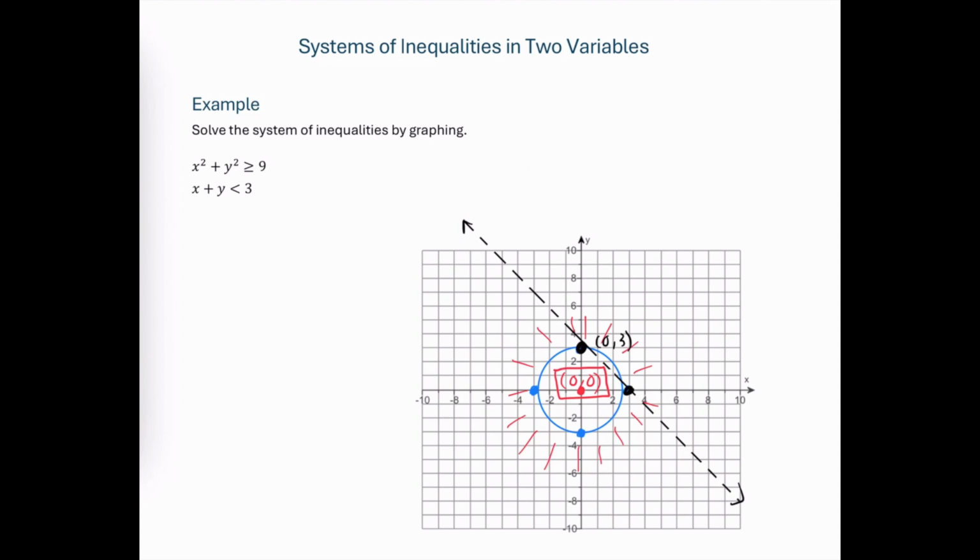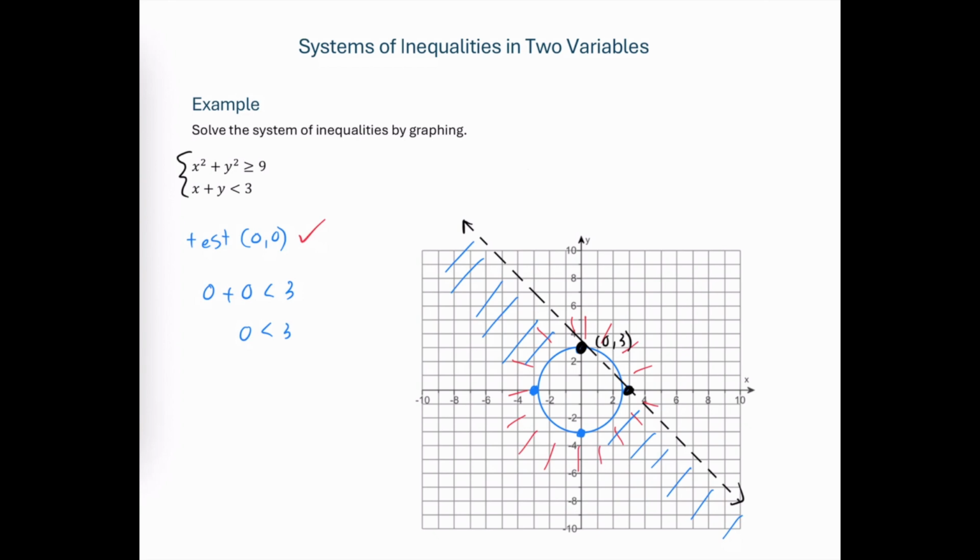Again, let's choose 0, 0 as our test point to determine whether or not we're going to be graphing the region that's below the line or above the line. So when we plug 0, 0 back into the inequality, we get 0 for x, 0 for y, and this is less than 3, so our test point does work, and the solution region is the region that contains our test point. So now we need to determine where these two regions overlap.